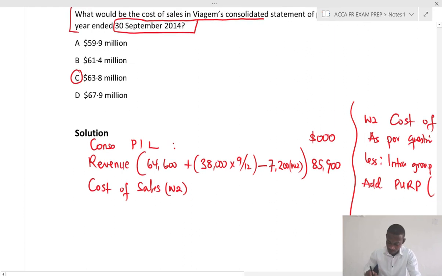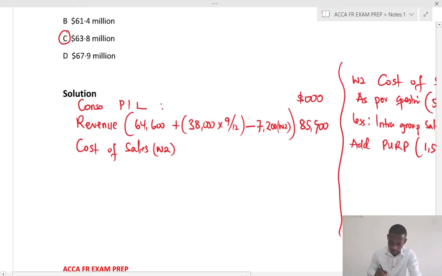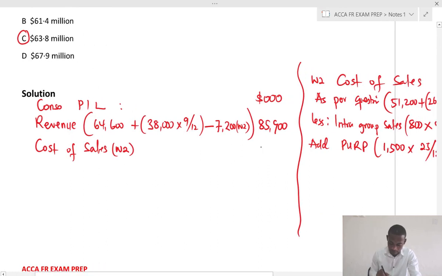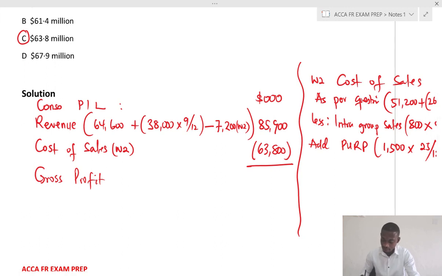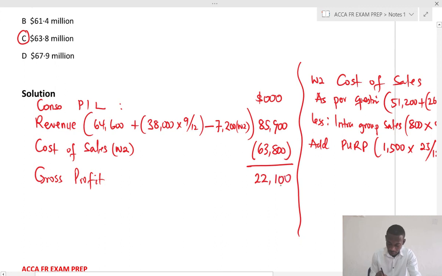63,800. But because I want to also demonstrate to you the build up on the pro forma, I'll bring 63,800 here and deduct it from this. That will give me the consolidated gross profit. So 63,800 taken from 85,900, that gives you 22,100.